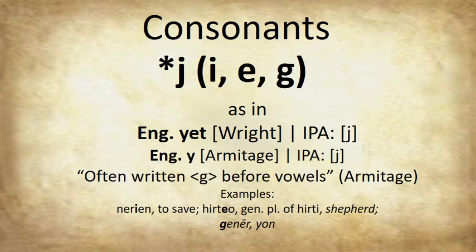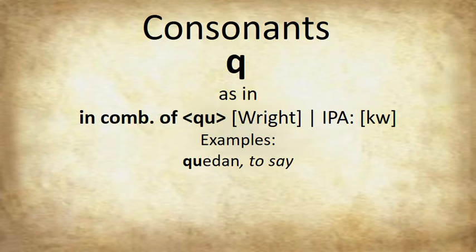But let's dive right into our example words. Nerien, to save. Hirtio, genitive plural of hirti, shepherd. Jener, yawn. So Q in Old High German, chances are you're going to see it coupled with U, so it'll make a Q sound, as in the example we have here, kvedan, to say.